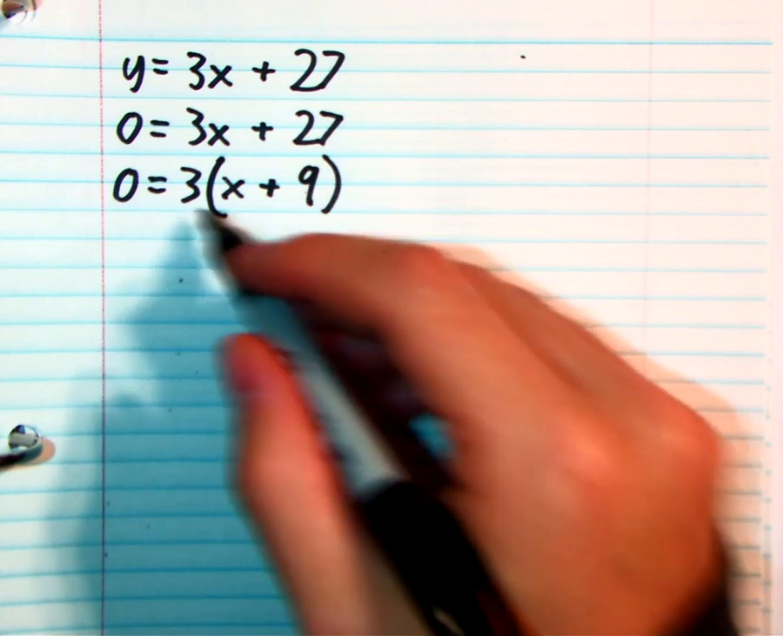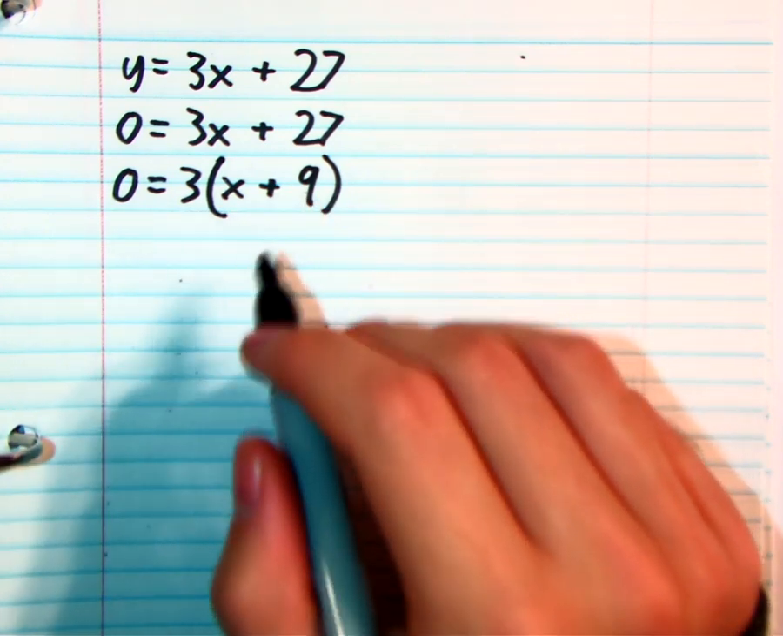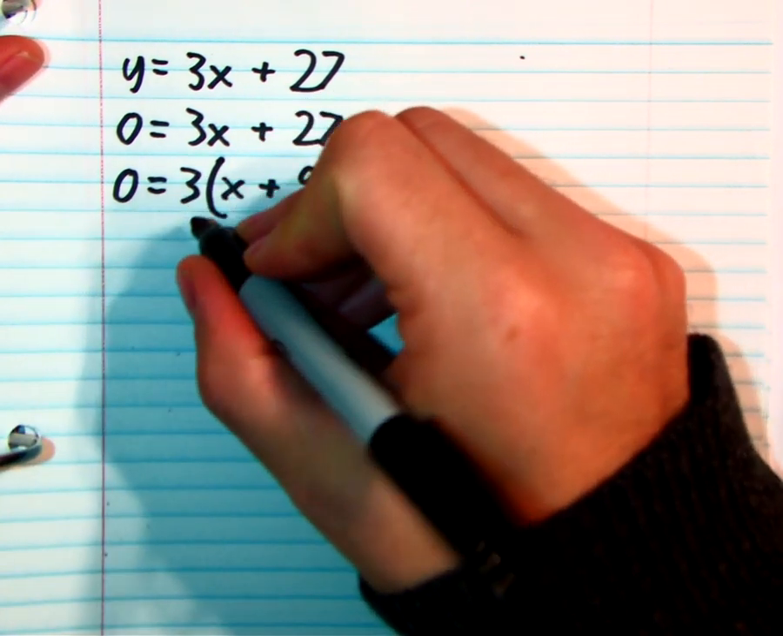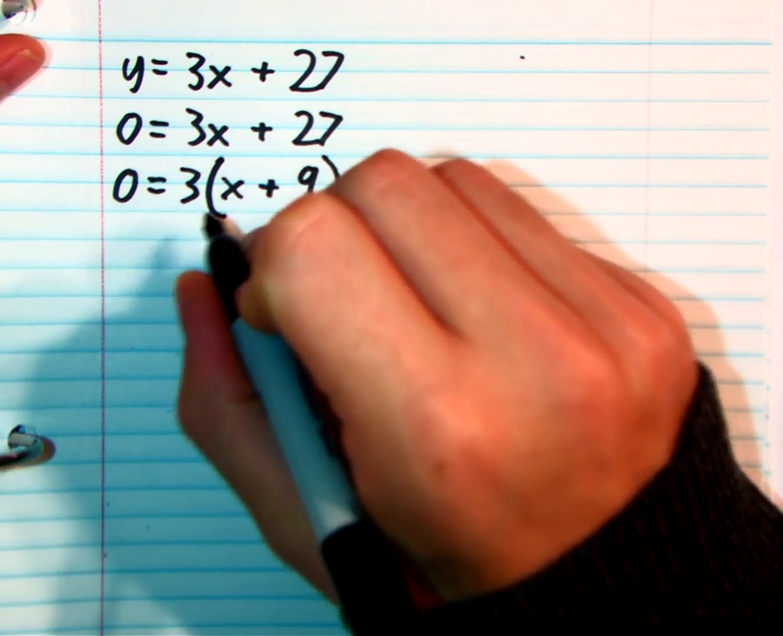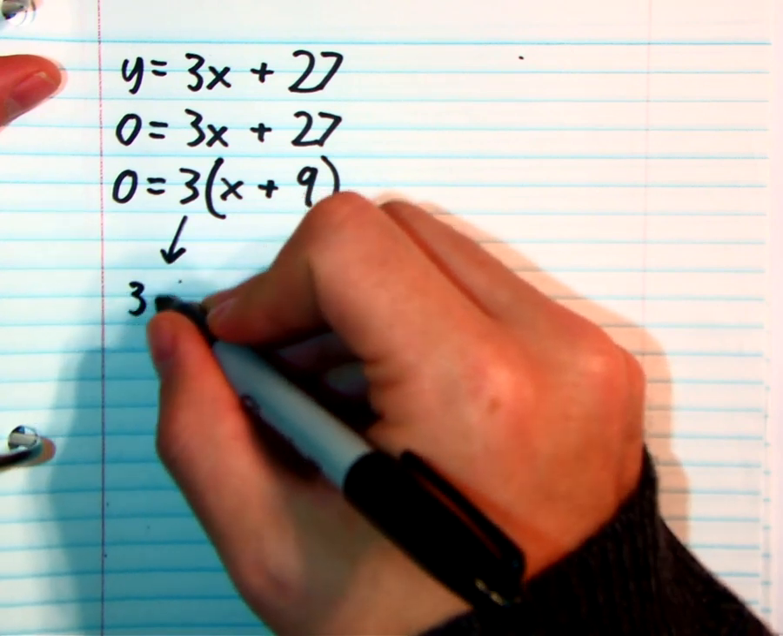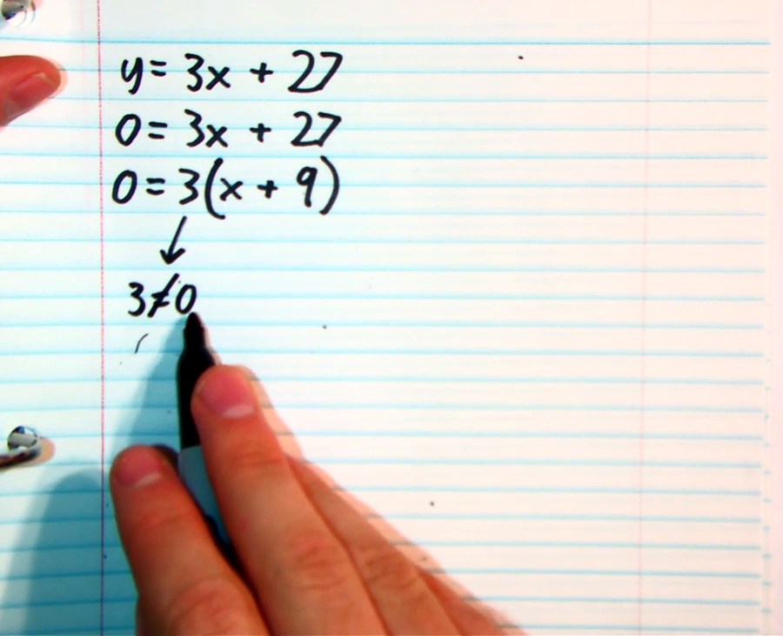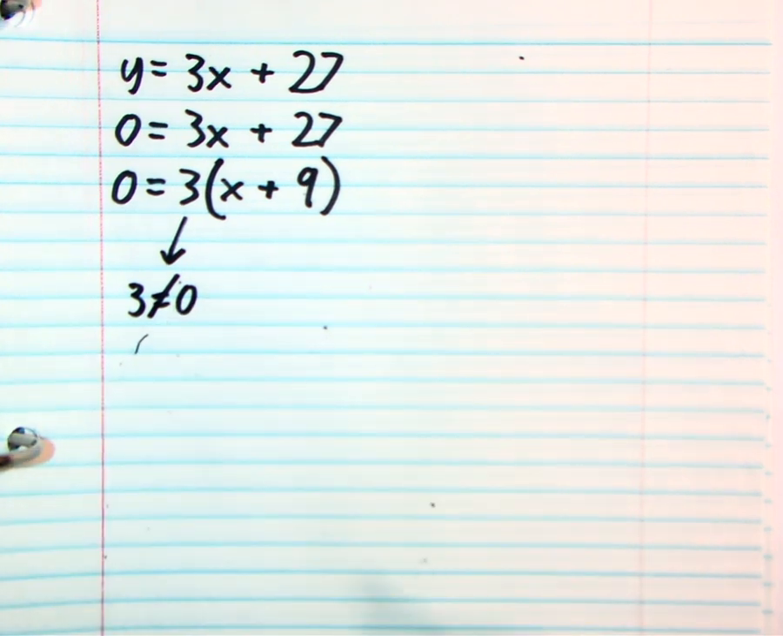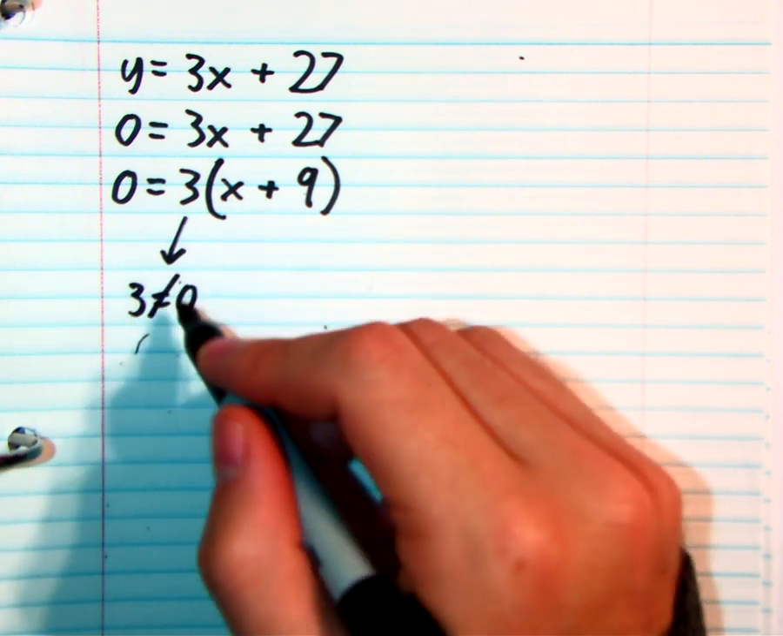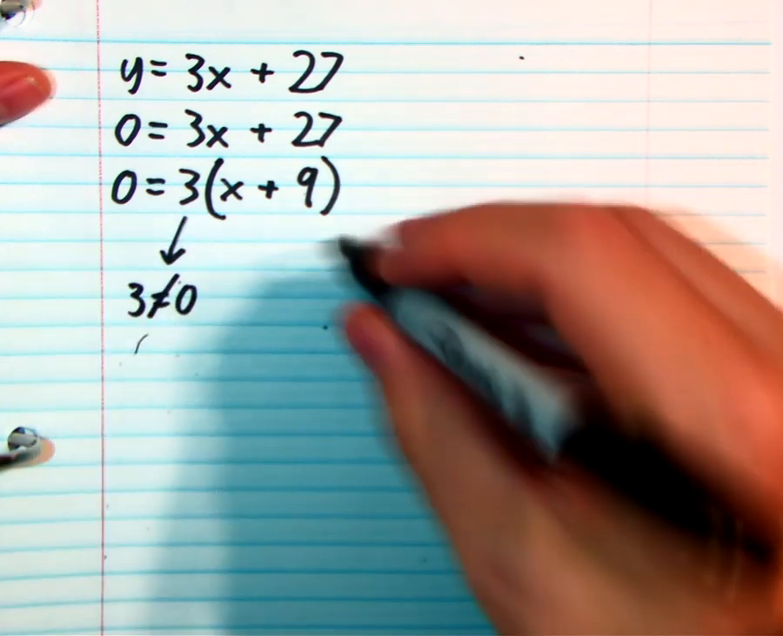Alright, so now that I've factored, can I set both factors equal to 0? Well, here is an interesting thing about this equation. Because the greatest common factor doesn't have a variable in it, there's no way to set this factor equal to 0, because 3 will never equal 0. So what does that mean? Well, when you have a factor that doesn't have a variable in it, there are no zeros that come from that factor. So I can't do anything with this factor.